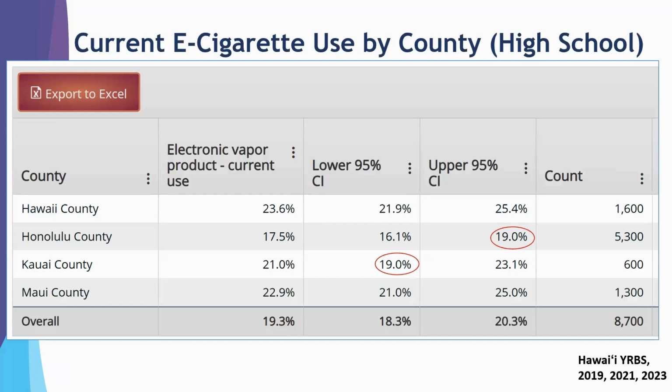And here we can see that the upper limit of the 95% confidence interval for Honolulu County is 19%. And the lower limit of the confidence interval for Kauai is also 19%. This would be considered an overlap, and we could not say that the rates of e-cigarette use among high schoolers in Kauai is statistically different from Honolulu.